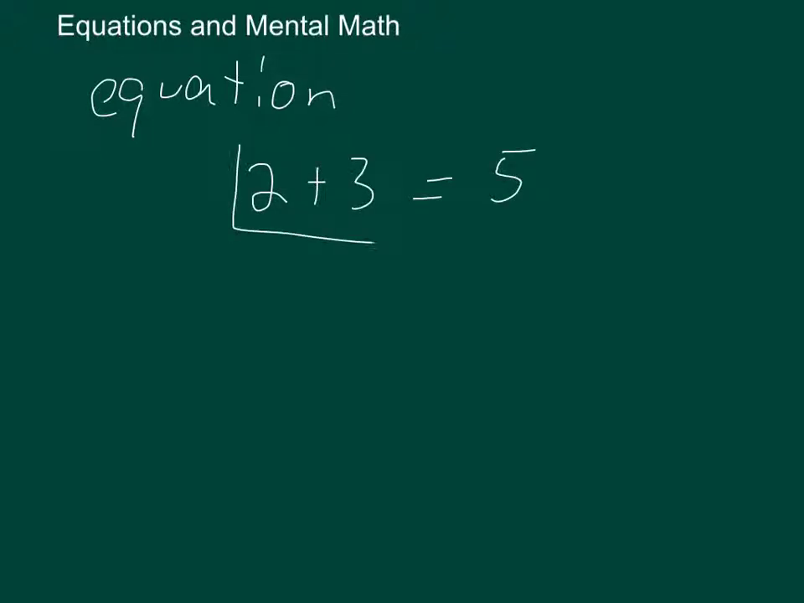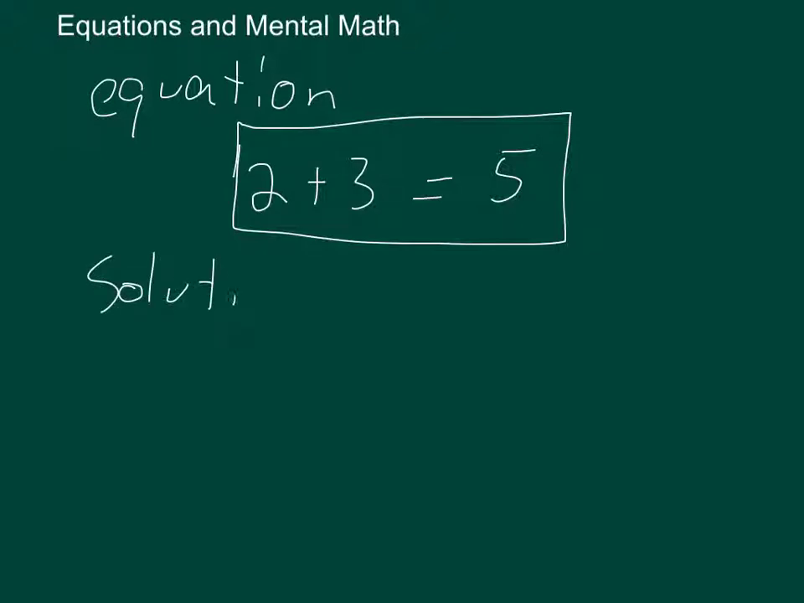That would be an equation, and that would be a true statement. 2 plus 3 is 5. Now in algebra, we say what's the solution of an equation. And when we say solution, we're referring to an equation that also has a variable in it. The solution would be a number that could be put in for the variable to make the equation a true statement.